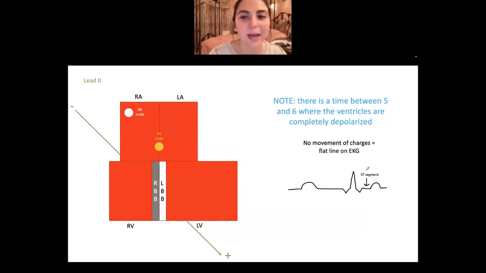And I'm going to bring this up later when we talk about STEMIs and NSTEMIs, because this is really important in understanding the pathology of what a STEMI is, what an NSTEMI is. So you have to think of the ST segment as basically complete full depolarization of the ventricles. And that's why it's a flat line.